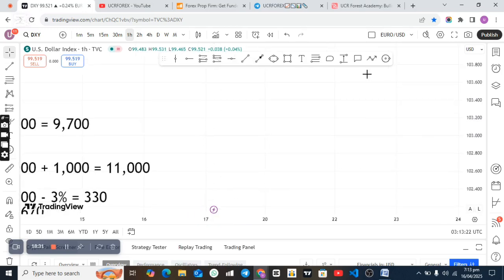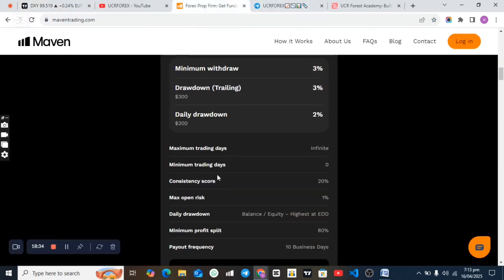So another rule about Maven you need to know is that the maximum trading days is infinity. So there is no time limit. You can trade as long as you follow the rules. It's not like Maven will tell you that in a week you have to trade three times or four times. Nobody is telling you that. You can trade from now to next year. Each time you have met the target and the rules, you can place your withdrawal and they will give it to you. Are you getting me now? That is what I mean by maximum trading days infinity.